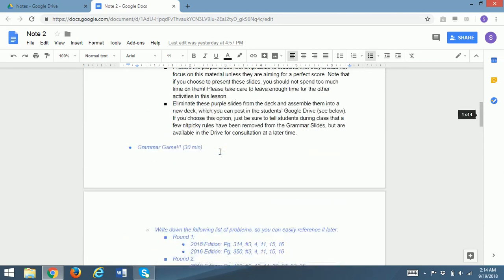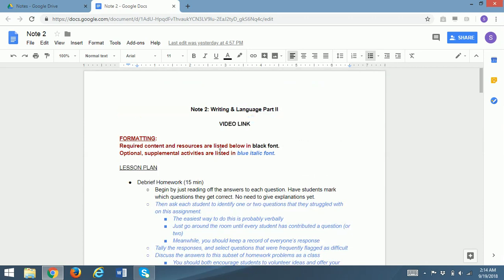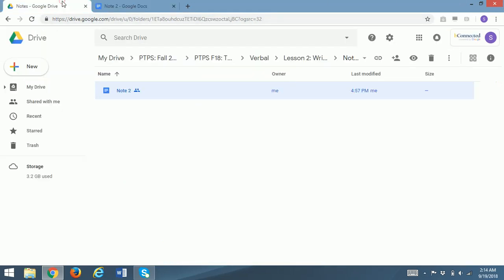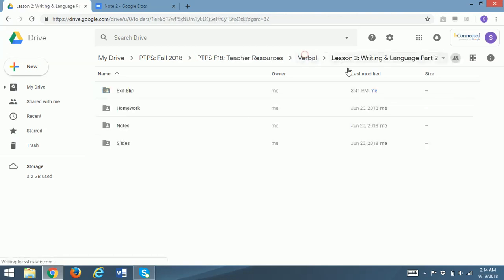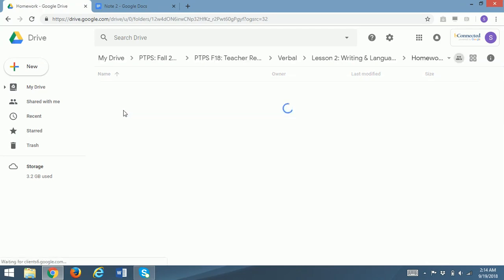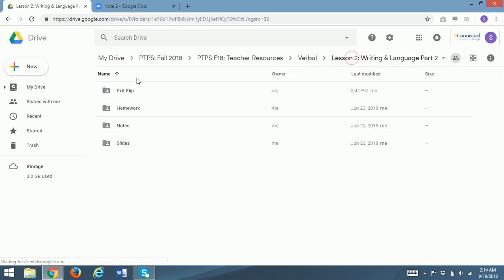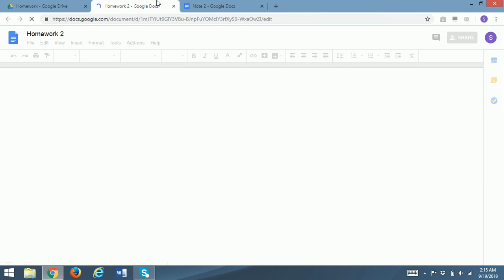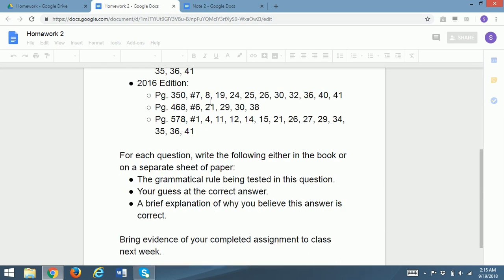I think there was something else I wanted to show you. Yeah. So one thing that I did make a little change to after last week was that I added this homework folder. So before in the videos last week there was no homework folder, but I added one to lesson 1, and there's going to be one for lesson 2 and all the subsequent lessons as well. And this will just have a Google Doc version of the homework.